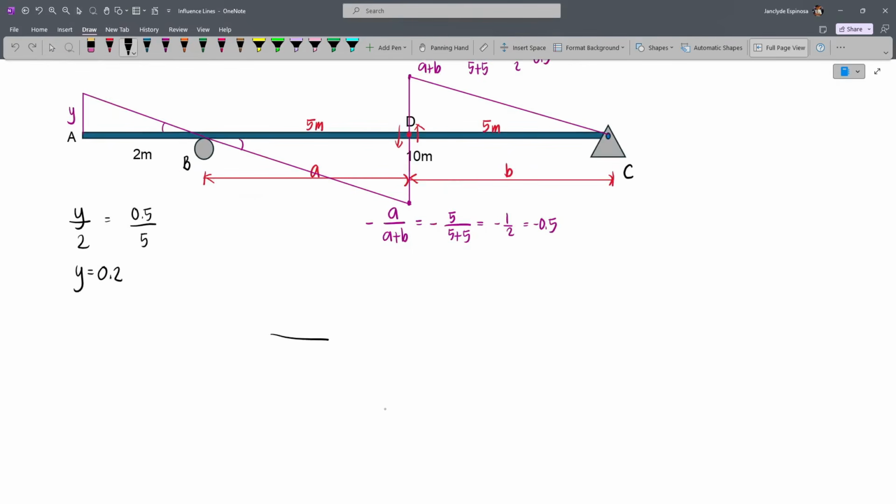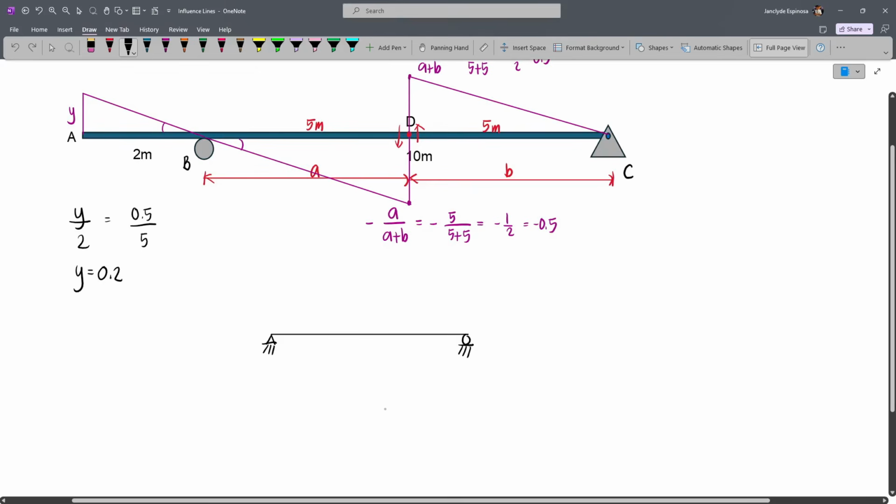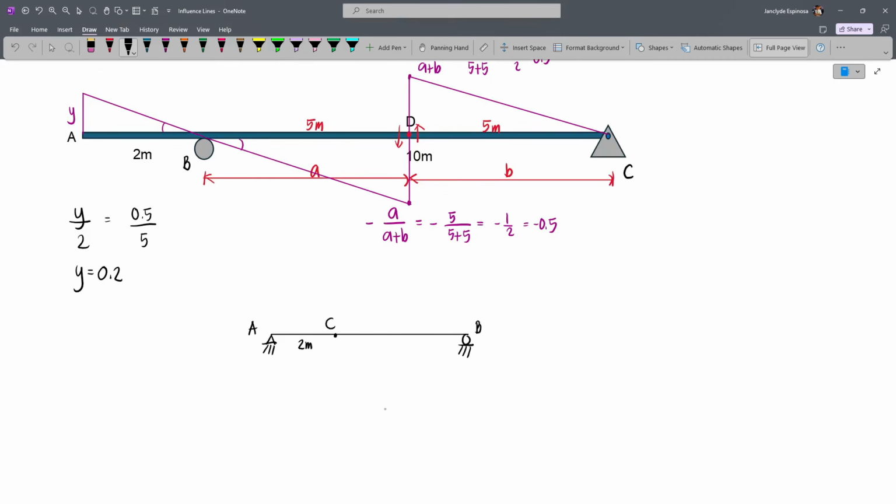Now let's say we have this beam, and it's simply supported, and we want to draw the influence line for the shear at this point. Let's say this is 2 meters, this is A, this is B, and this is C, and this is, let's say, 7 meters. Then our influence line will be here. We will go down, and we will also go up. Now this ordinate will be A, and this will be B.